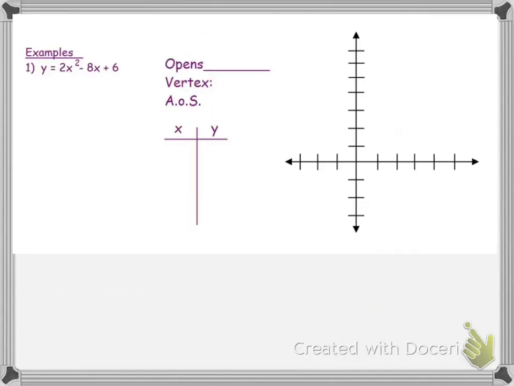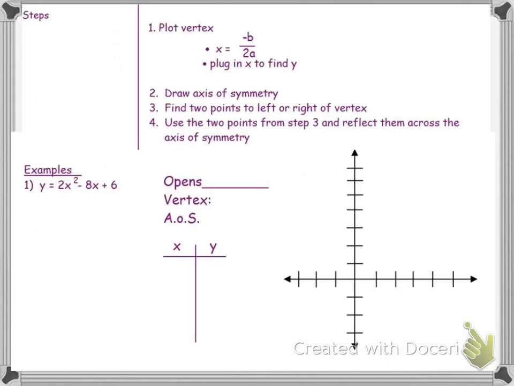So here's the first example. Let me give you the steps first of all. Okay, so here are the steps. I first need to find the vertex. So in order to find the vertex, I'm going to find x equals -b over 2 times a. So my b is negative 8.